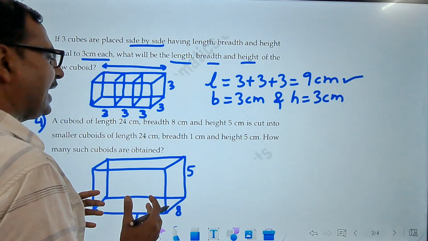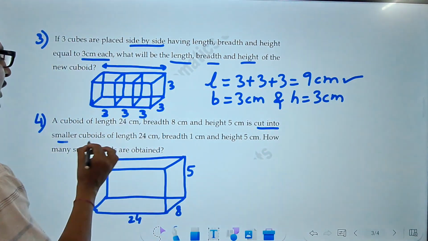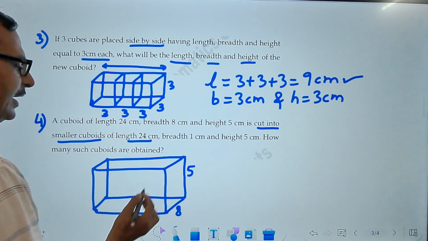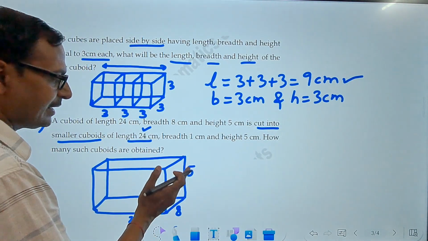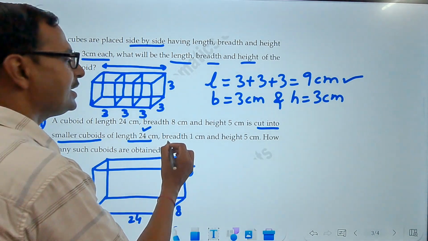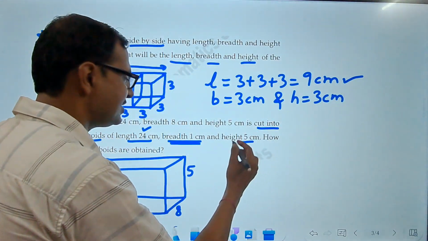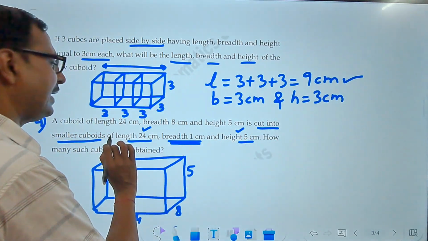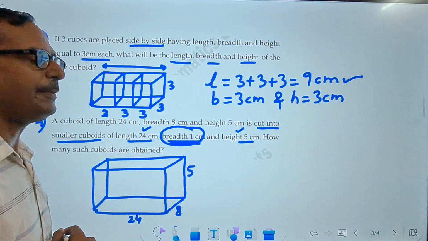Along which line we are cutting this. So it is being cut into smaller cuboids. See the length, it remains the same. This is the same. Breadth changes. The breadth was 8 and now it changes to 1 centimeter. And then the height, it doesn't change. So the length and the height doesn't change. The breadth becomes 1 centimeter.